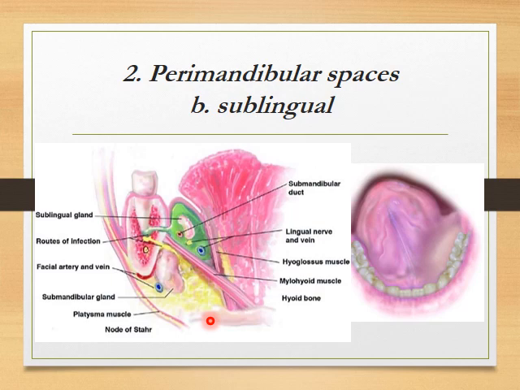Signs and symptoms: how do I determine this patient has a sublingual space infection? Swelling of the mucosa of the floor of the mouth, resulting in elevation of the tongue. As we see here, swelling of the oral mucosa in the floor of the mouth, leading to elevation of the tongue toward the palate.